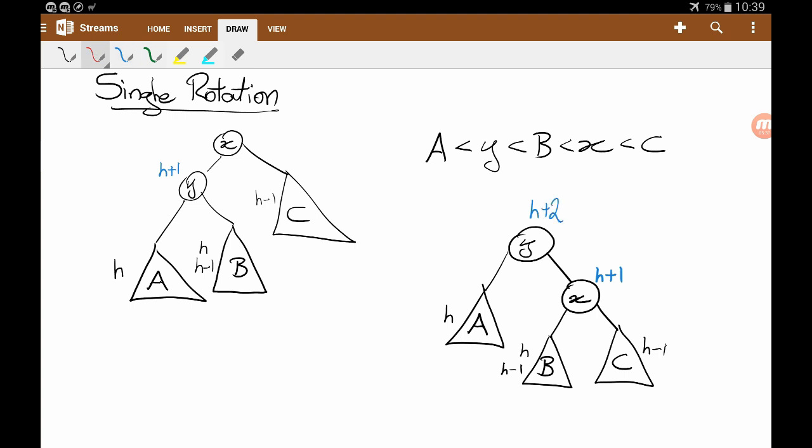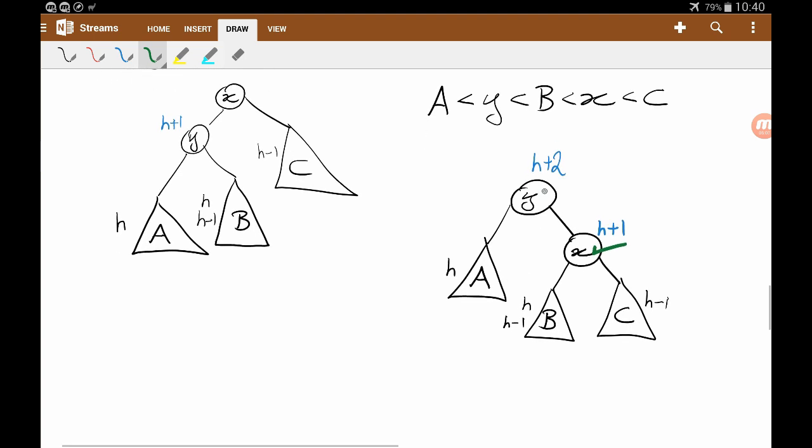Let's have a look at the balance. Well, for X, the height is H or H minus 1. The right hand is H minus 1. So the difference between them is either 1 or 0. In both cases, that means that X is balanced. If we look at Y, well, the left-hand child has a height of H. The right-hand child has a height of H minus 1. And so the difference between the two is just 1. And so that means that Y is also balanced.